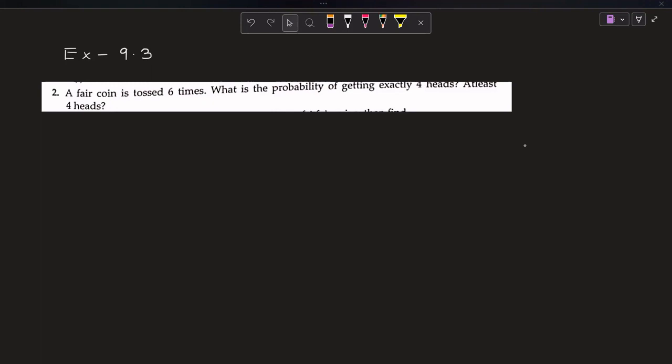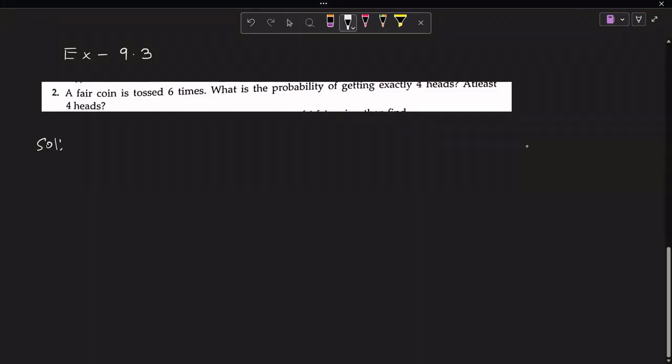So here, check question number 2. If a coin is tossed 6 times, what is the probability of getting exactly 4 heads and at least 4 heads? So 2 questions here he asked.